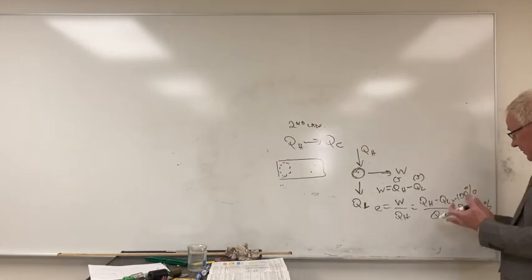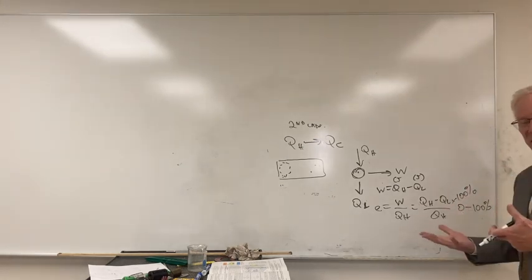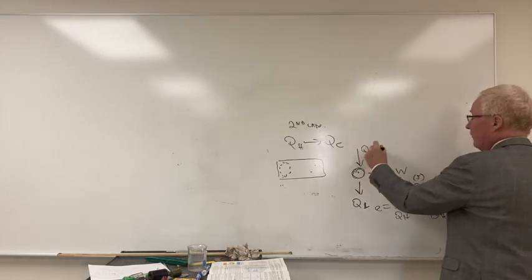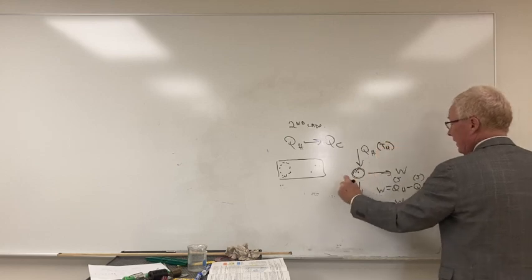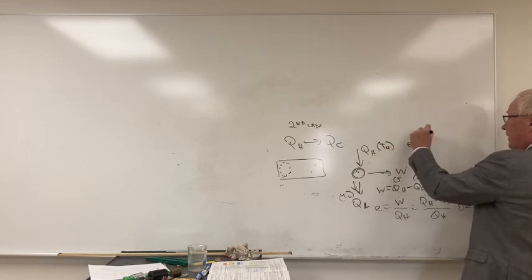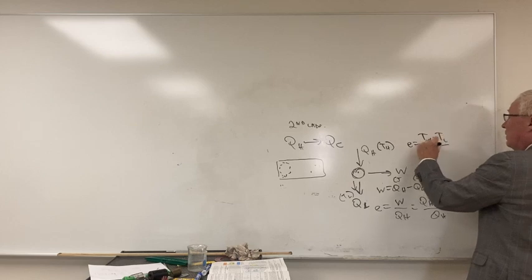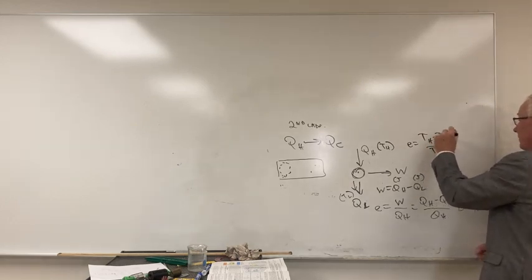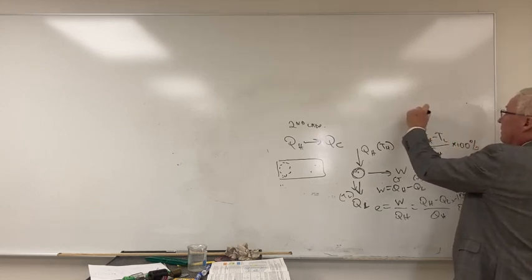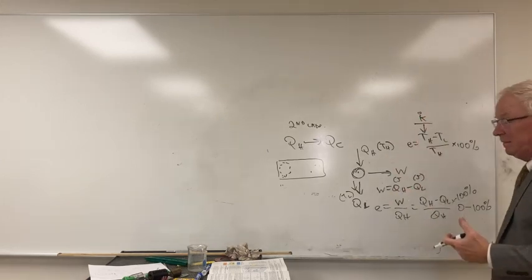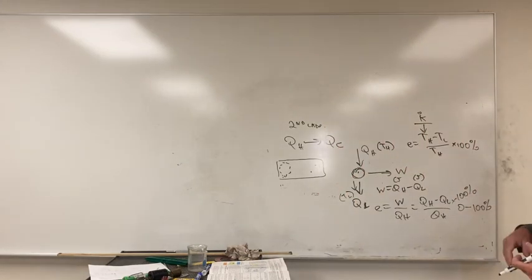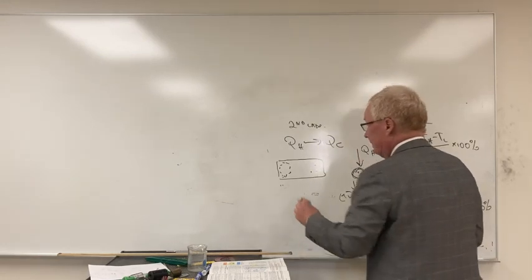We can also, again, there's a relationship between temperature and energy. From the ideal gas law, we can also define this in terms of temperature, where if this is the temperature of the hot gas, and this is the temperature of the cold gas coming out, then the efficiency is also defined as T hot minus T low over T hot times 100%, where T is in degrees Kelvin. So that's the efficiency as far as that's concerned. All right, so let me do one example here before I stop for the day.